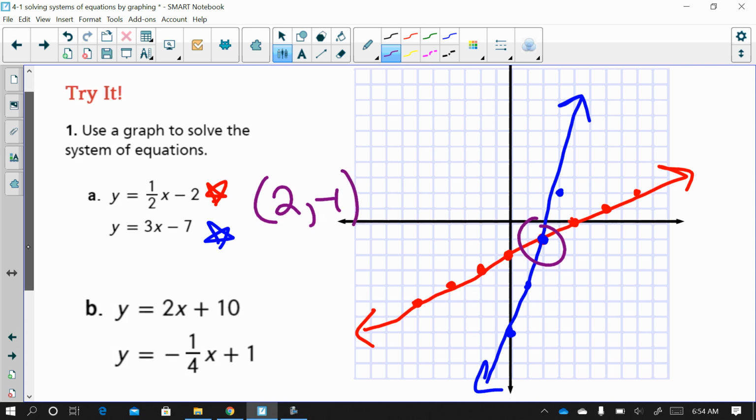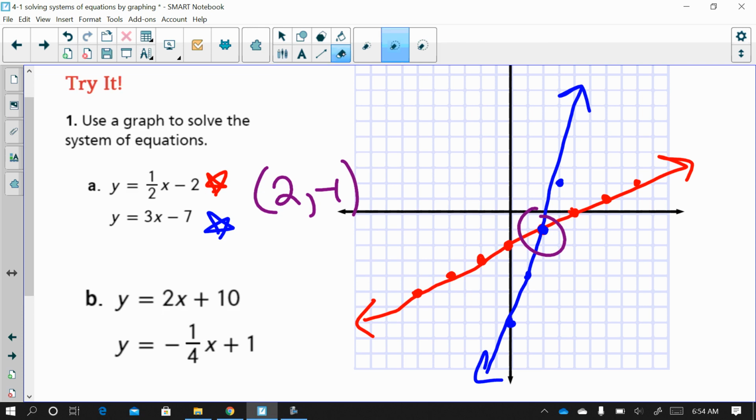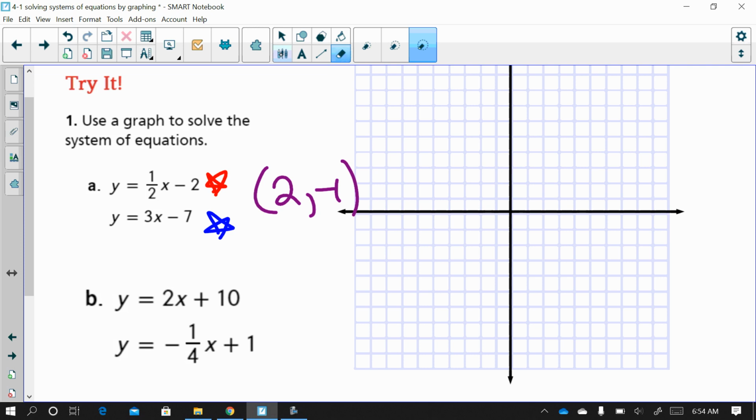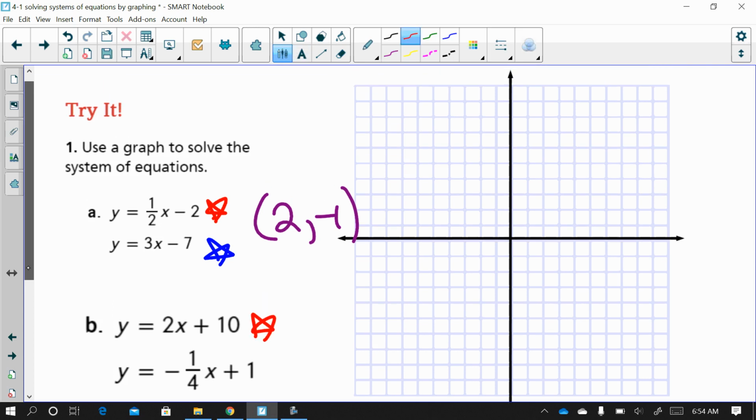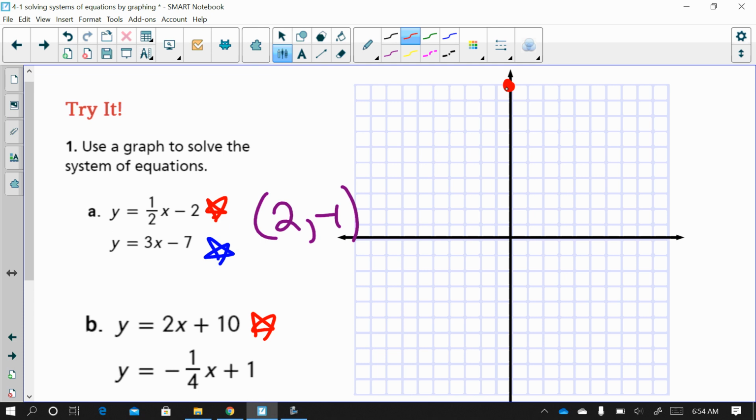Okay, so please pause the video, try letter B. Okay, letter B, I'll do this one in red. 2x plus 10. Okay, here's 10. Uh-oh, I can't go up 2 over 1, so I'm going to go down 2, left 1. Okay, down 2, left 1. Okay, connect my dots.